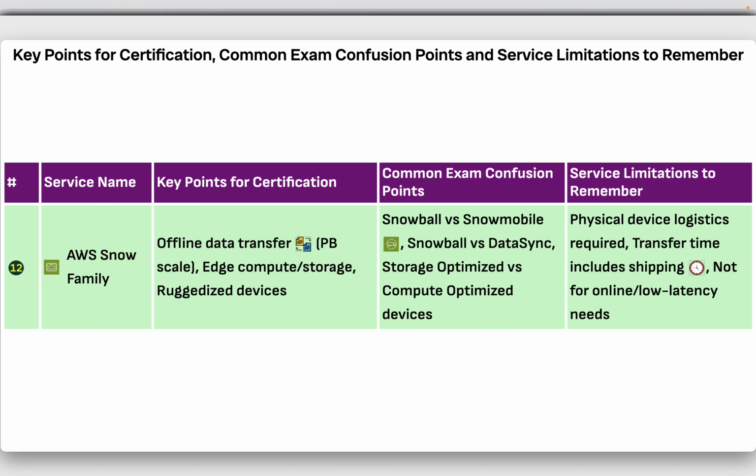And Snowball versus DataSync, which is another one, one is offline. This is offline. Previous one was online. And storage optimized versus compute optimized devices. So this is between this service itself. There are two flavors: storage optimized and compute optimized.